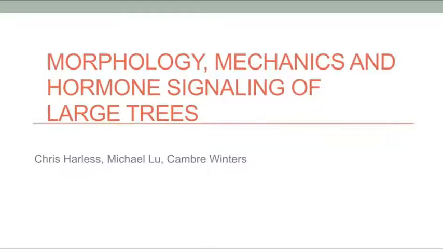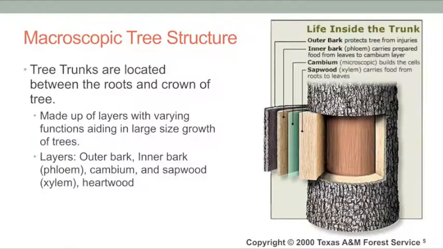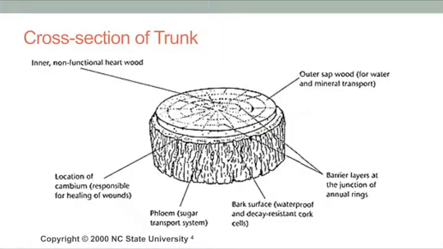And I'm Cambry Winters. Tree trunks are located between the roots and the crown of trees. They're made up of varying layers that aid in the large size of trees. In the figure, you can see the outer bark, which is the outside layer of the tree trunk that protects the inner bark from injury, pests, and diseases.